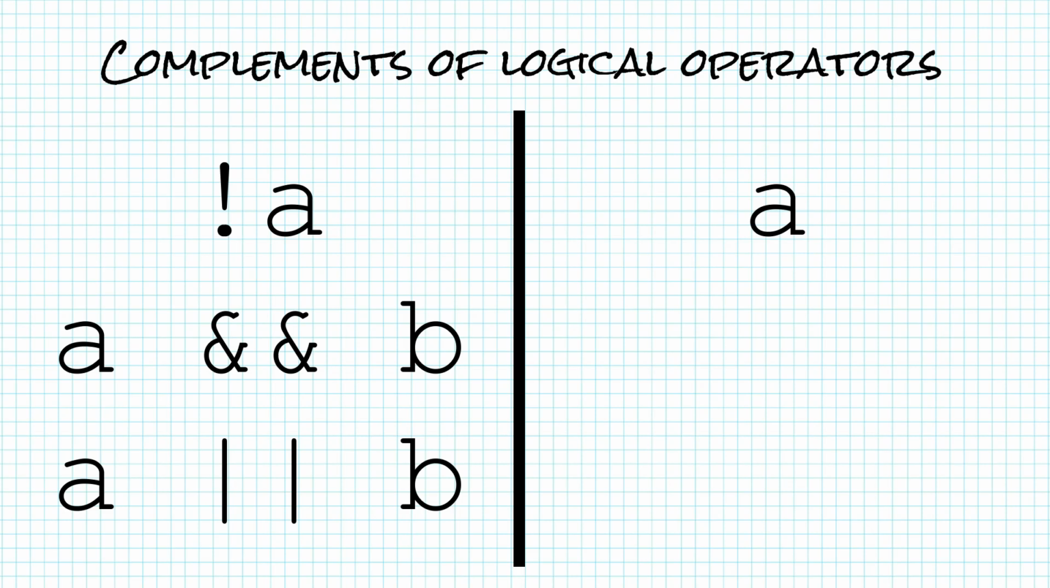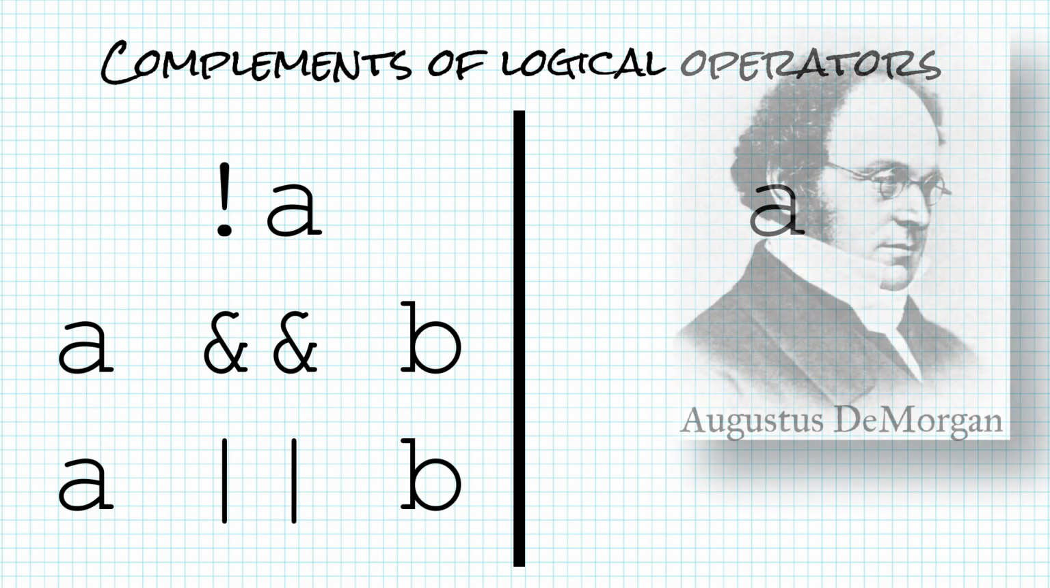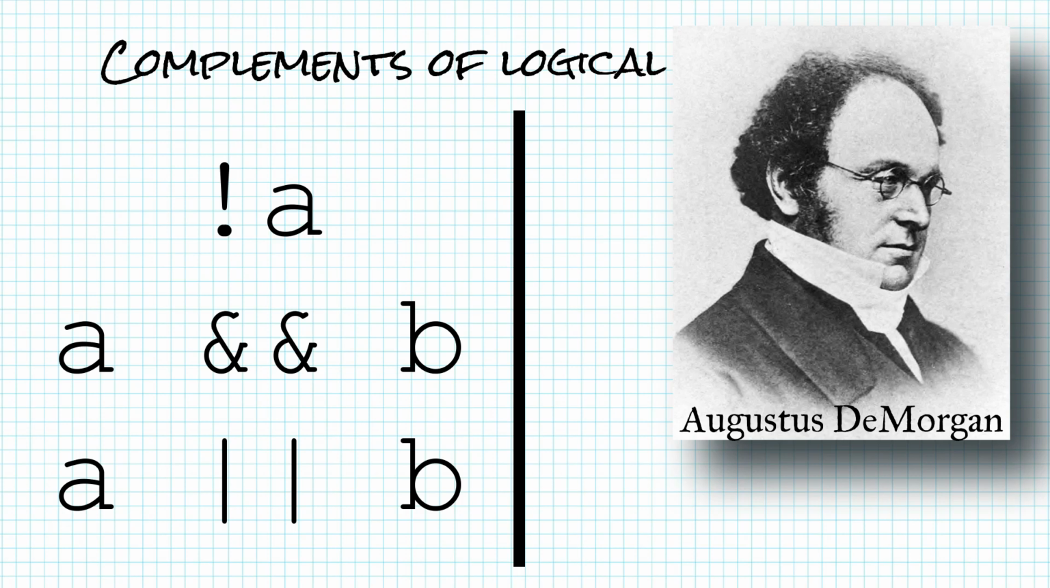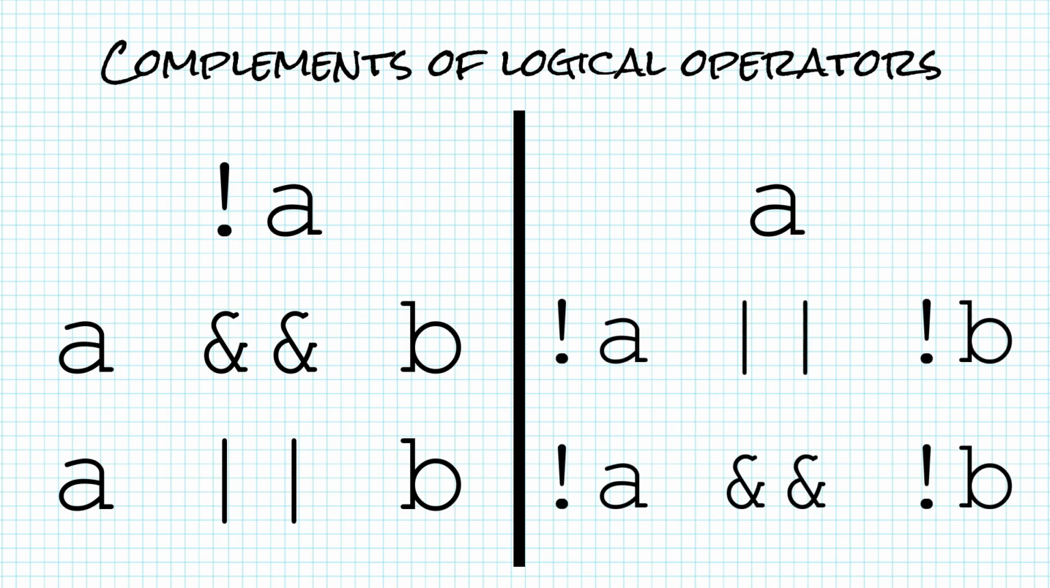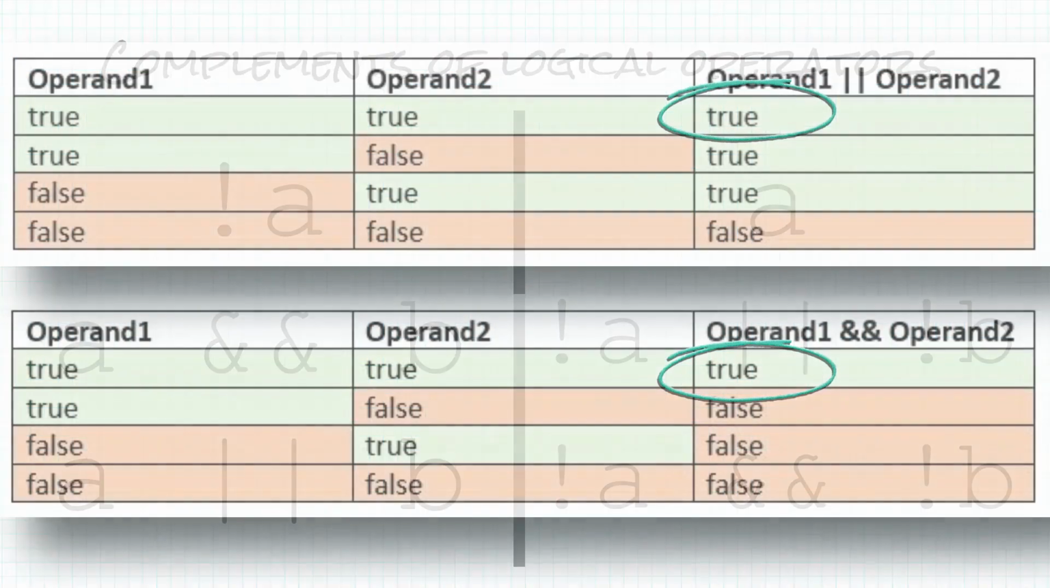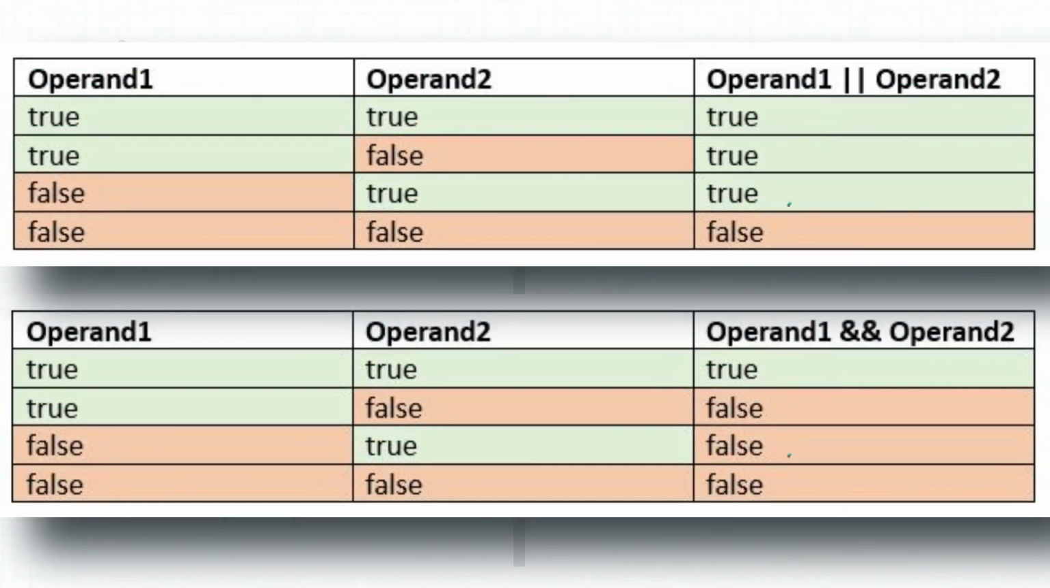To complement and or, we use DeMorgan's theorem, which is to complement each expression on either side of the and or the or, and then change the and to an or, and the or to an and. It would be nice if and or were complements, but they're not. They're both true when the expressions on either side are true, and they're both false when the expressions on either side are false. So they're not opposites.